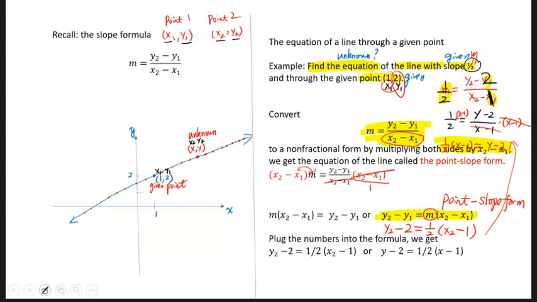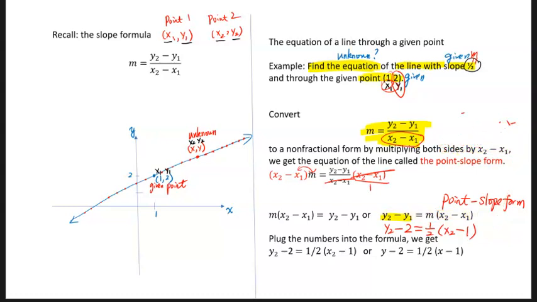But now, since we don't like the fractional format, we're not going to use the slope formula directly. We're going to use this formula without the fractions. So again, where did this formula come from? It comes from the slope formula. We just moved the denominator to the left hand side.